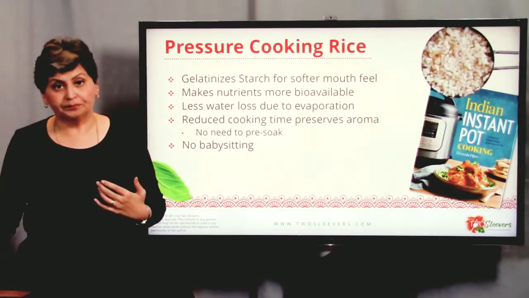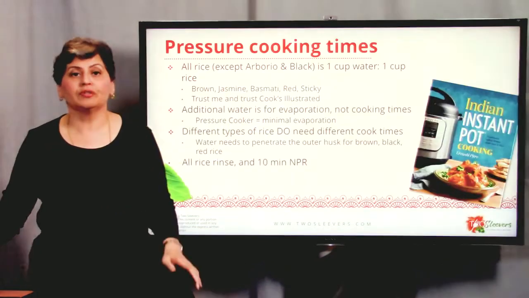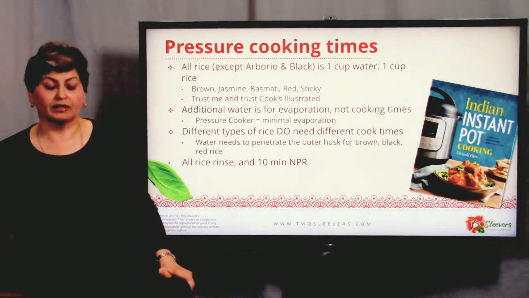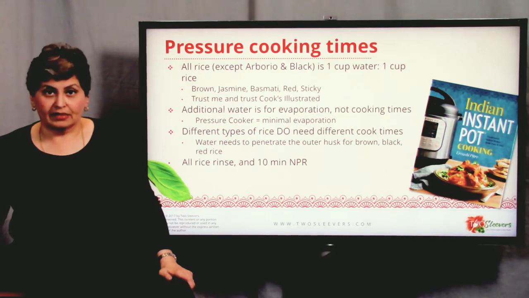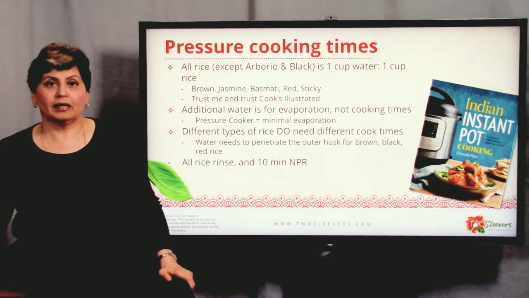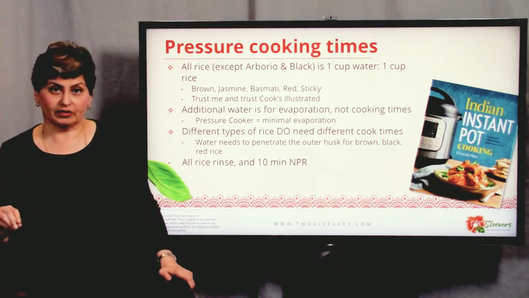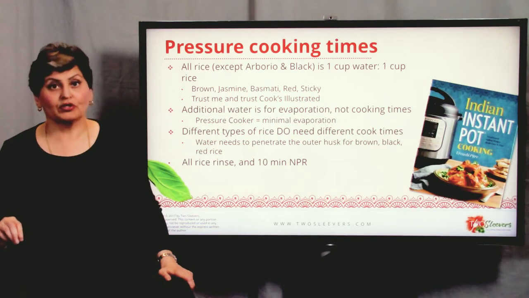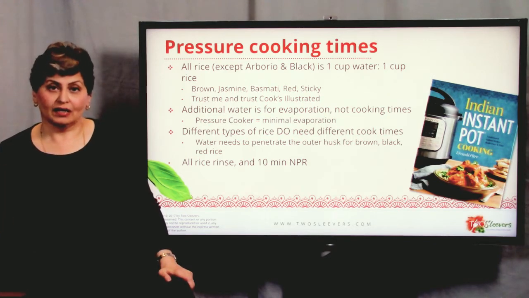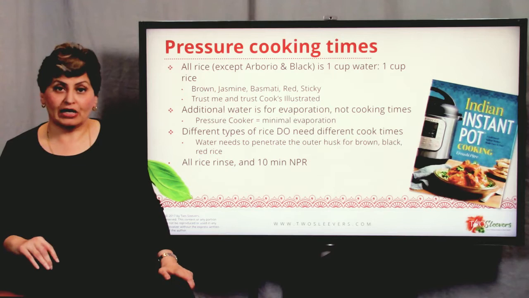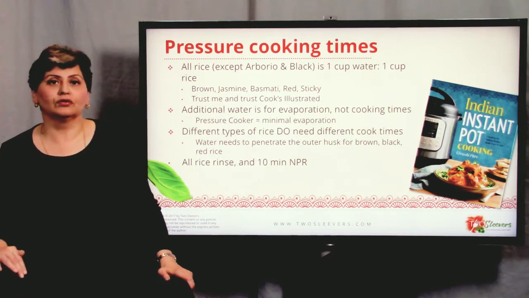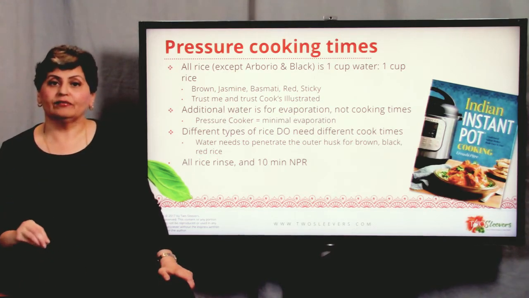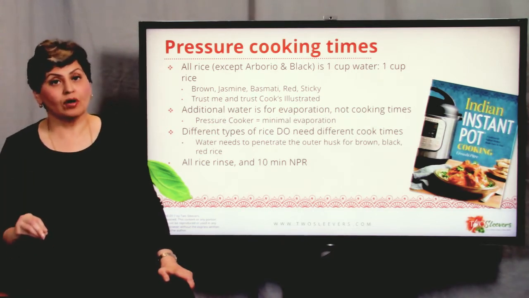Okay, so we've talked about why we should do it. Now here's the part that I think most people are going to be extremely surprised by. For all rice, except arborio and black rice that I will talk to you about in a minute, the proportion that you want in a pressure cooker is 1 cup water, 1 cup rice. Now I know this is not what we've been told, but trust me, I made 6 batches of rice before doing this as a Facebook Live video, as well as before posting it here. I tried black rice, brown rice, jasmine, basmati, glutinous rice. I tried all of those, and arborio. And except for black rice and arborio, the proportions of 1 cup water and 1 cup rice work.